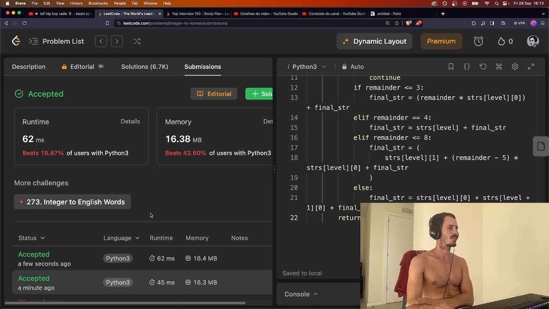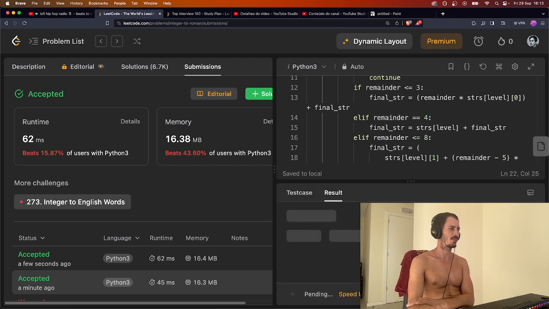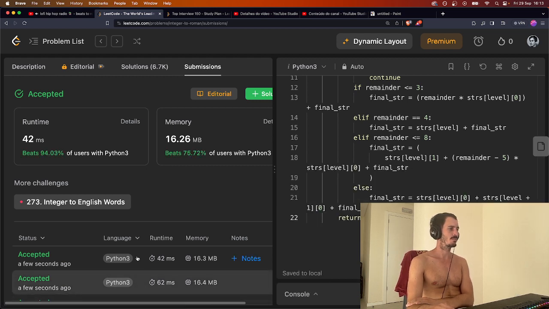Well, it works. I did worse than before. Don't know why. It's the same code. Well, now I even did better than before.